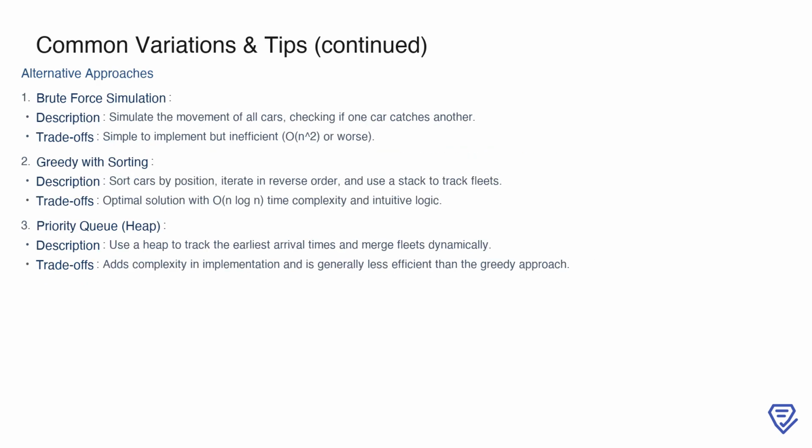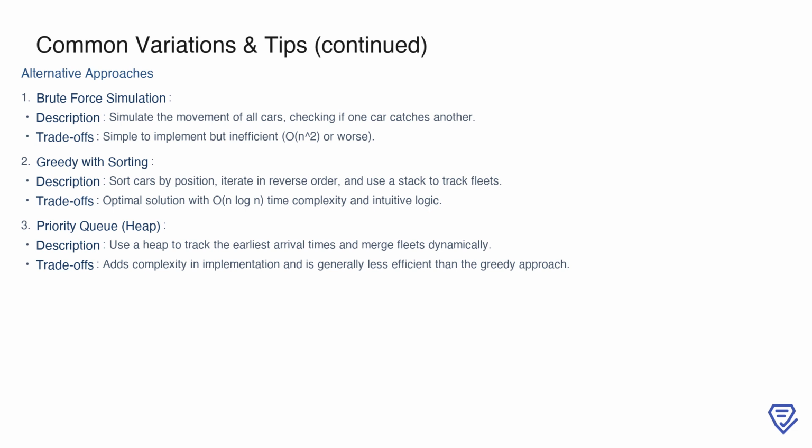Finally, let's look at some alternative approaches to solving car fleet problems. The brute force simulation method involves moving all cars step by step and checking if one car catches another. While this is simple to implement, it's highly inefficient with a time complexity of n squared, or worse, making it impractical for larger inputs. A better alternative is the greedy approach with sorting, which we discussed earlier.